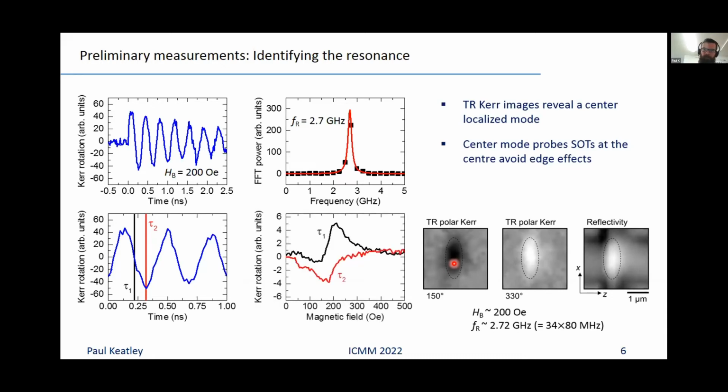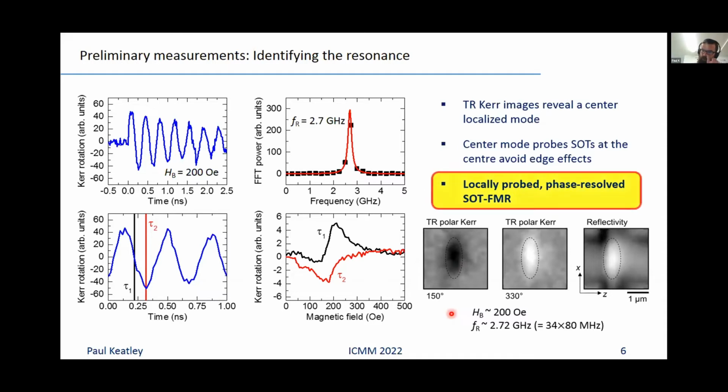And then rather than imaging, if we sweep the magnetic field, if we set the phase to either a node or an antinode instead, and sweep the magnetic field, we can get sort of real and imaginary type ferromagnetic resonance curves for this device. And so this is our locally probed phase resolved spin orbit torque FMR measurement.